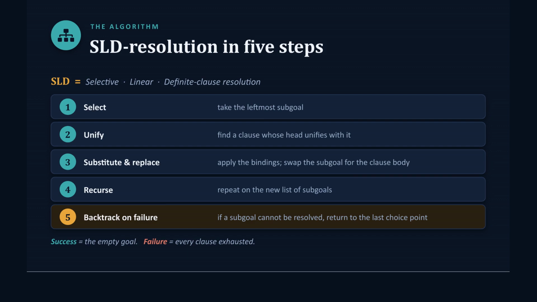Put together, the procedure has a name: SLD-resolution, selective linear definite clause resolution. The recipe is short. Select the leftmost subgoal. Find a clause whose head unifies with it. Apply the resulting substitution, and replace the subgoal with that clause's body. Recurse on the new list of subgoals. And whenever a subgoal cannot be resolved, backtrack to the last choice point and try the next clause. Success is reaching the empty goal, failure is exhausting every clause. That is the whole engine, in 5 steps.